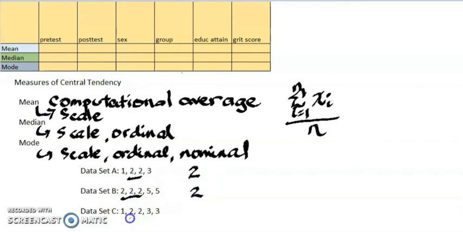For data set C, we have 2 and 3 appearing twice. So we have 2 modes, 2 and 3. We call data set C bimodal. If you are going to use SPSS and Excel, 2 will appear as the mode for data set C. That is because these software have limitations. They cannot show 2 modes for a particular data set. They only report the one with the lesser value.